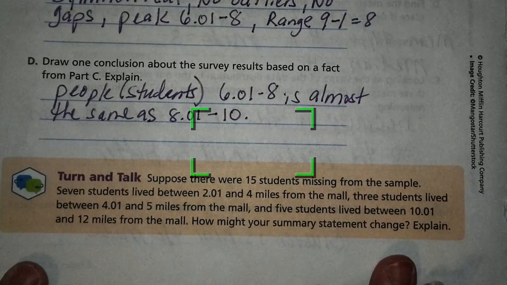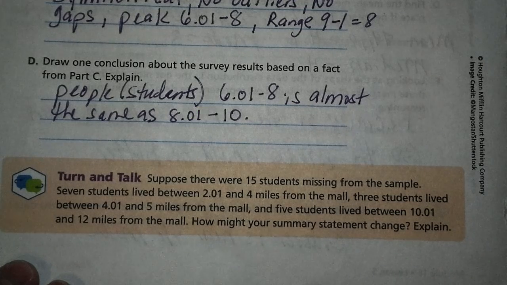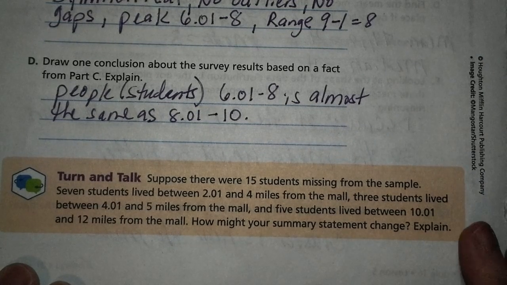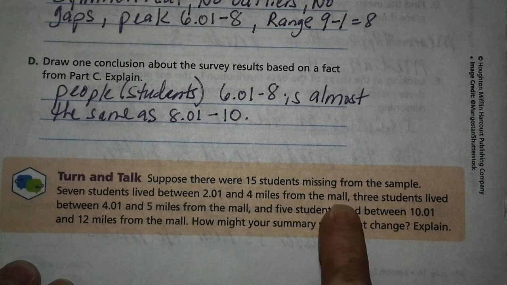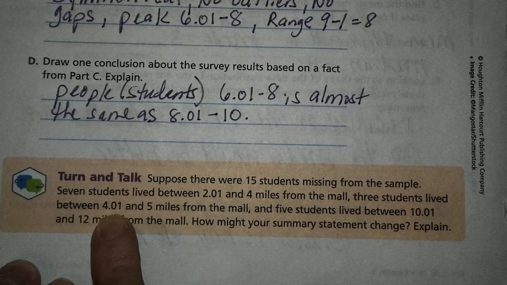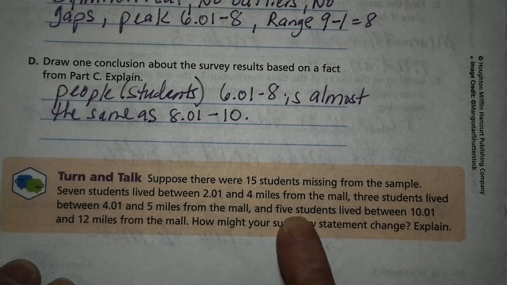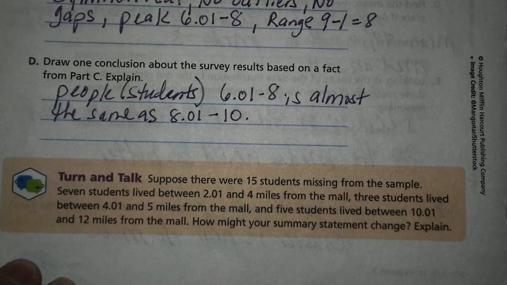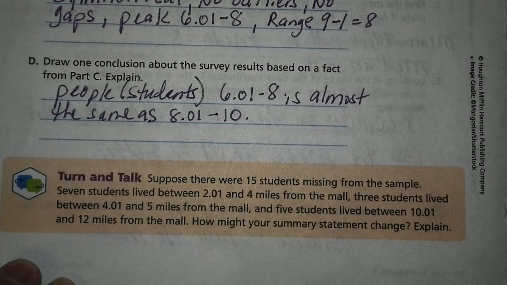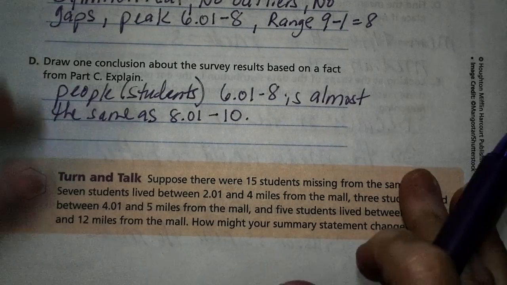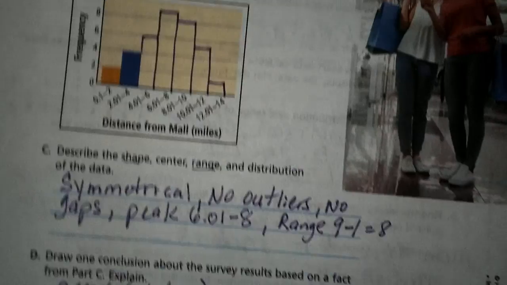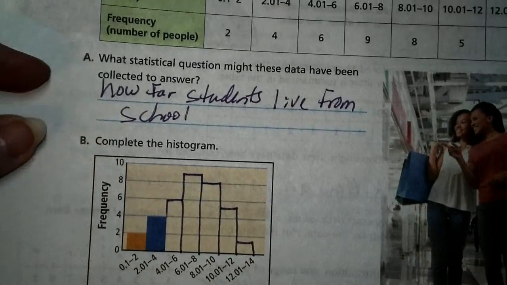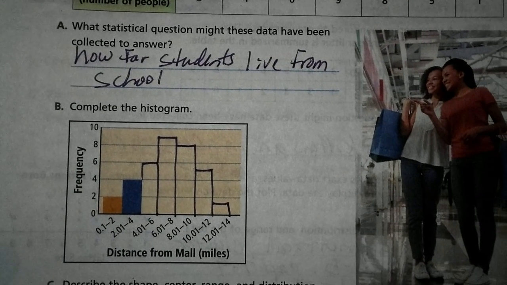All right, so let's look at that turn and talk. Suppose that there were 15 students missing from the sample. 7 students lived between 2/100ths and 4 miles from the mall, 3 students lived 4 to 6 miles from the mall, and 5 students live between 10 and 12 from the mall. How might your summary statement change? All right, well, let's look at that. So I'm going to try to use a different color and see if you can see the difference. I don't know. We'll see, because it's kind of dark.